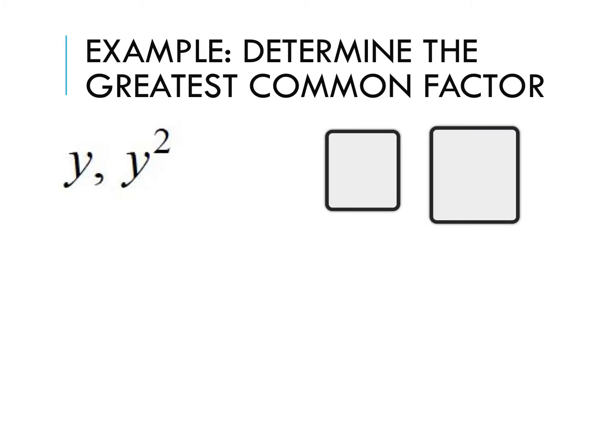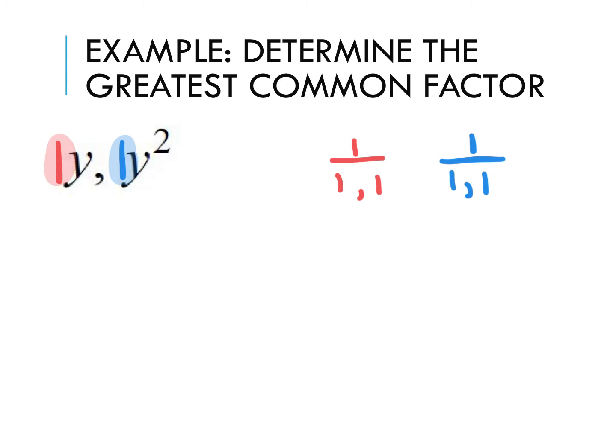In our first example, we start by determining the greatest common factor of the numbers. In the first part, this y really has a coefficient of 1, so I'm going to list all my factors of that 1. When I do that, the only factors are 1 and 1. The y squared also has a coefficient of 1, so I'd start by listing all the factors of 1, which are just 1 and 1. This allows us to determine that the only common factor here is 1. So the GCF of the numbers is just 1.